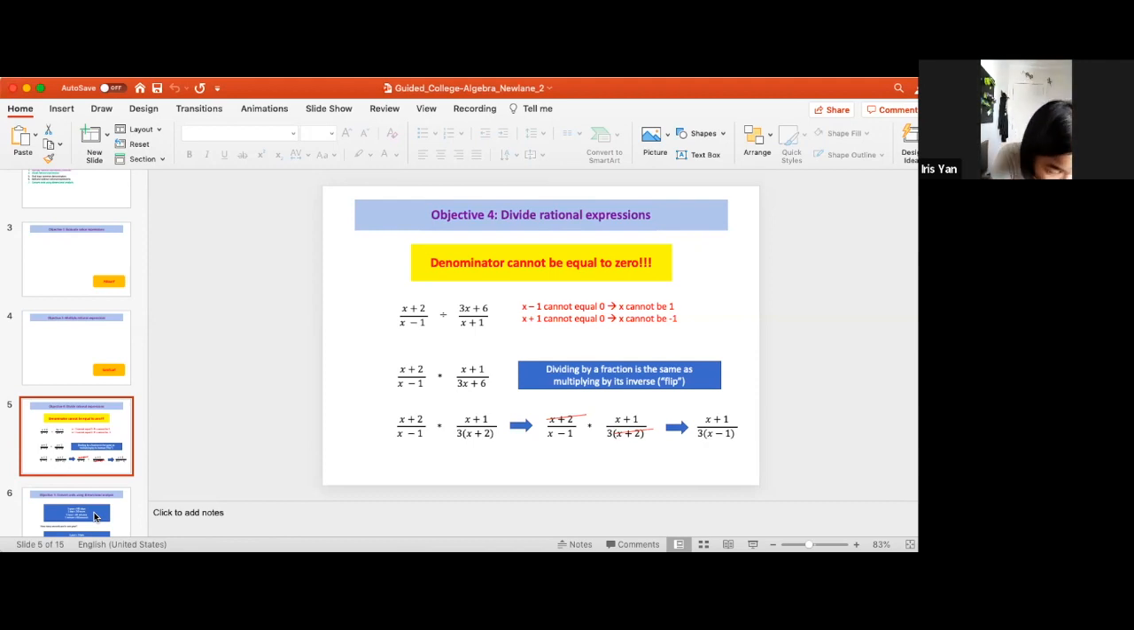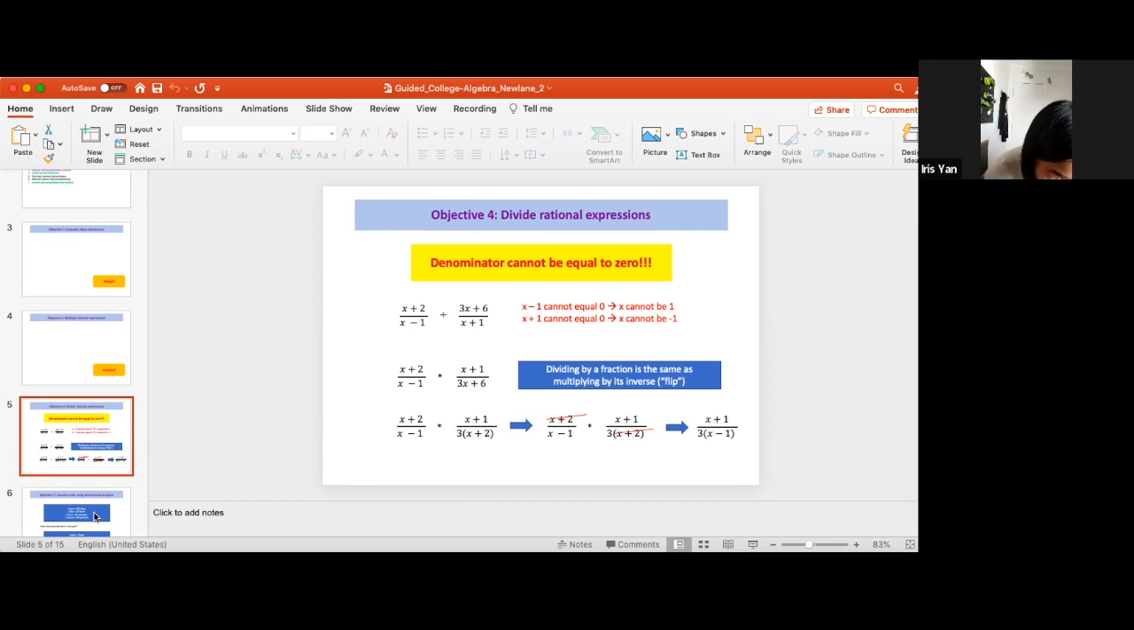And then to divide by something, here's what I put in the blue square: dividing by a fraction is the same as multiplying by its flip. So I flipped the 3x plus 6 and the x plus 1. And so now it's x plus 2 divided by x minus 1 multiplied by x plus 1 divided by 3x plus 6. And when we multiply fractions, it's the top multiplied by the top, divided by the bottom multiplied by the bottom.